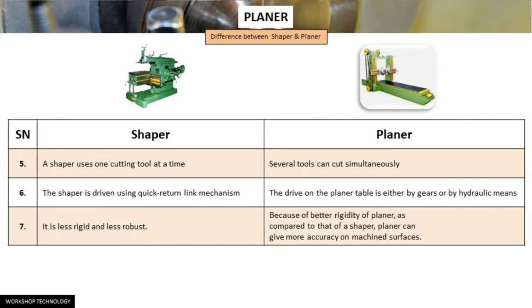The shaper is driven using quick return link mechanism, but the planner uses the drive on the planner table, which is by hydraulic means. The shaper is less rigid and less robust, but because of better rigidity of planner as compared to that of shaper, planner can give more accuracy on machined surfaces.